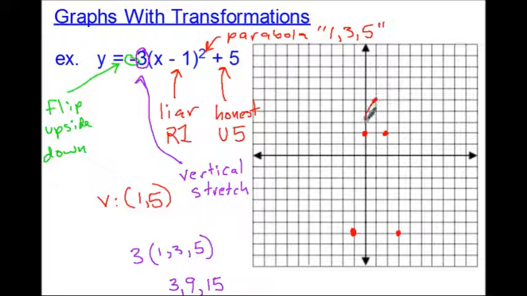So if I connect the dots with any skill whatsoever, and apparently that one was pretty messy, I should be able to draw myself a fairly decent parabola in just a matter of seconds. And there you go. And notice I didn't have to do any crazy XY chart that every math book I've ever seen in my life is going to have you do at that point.